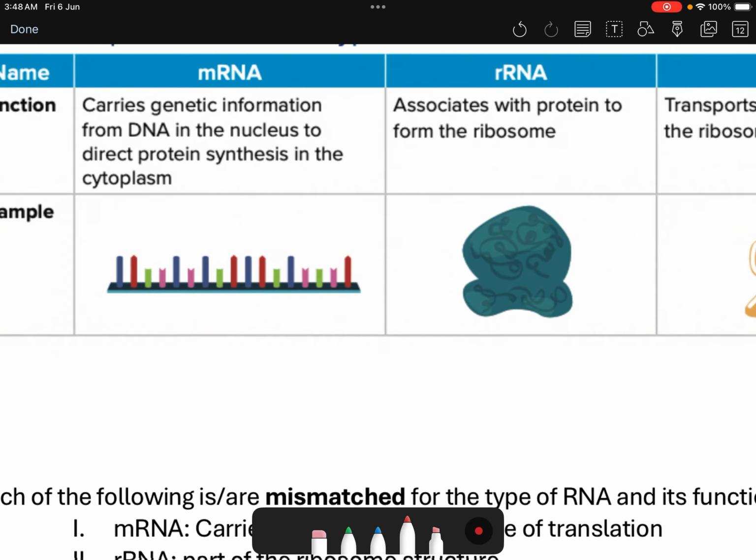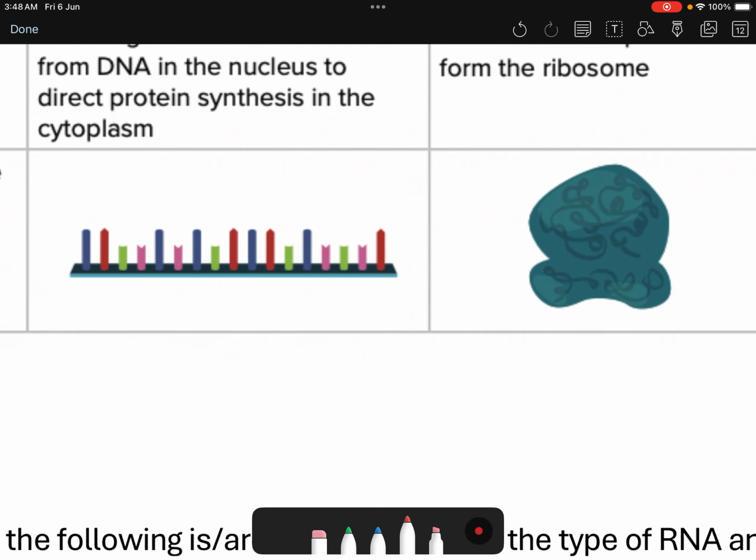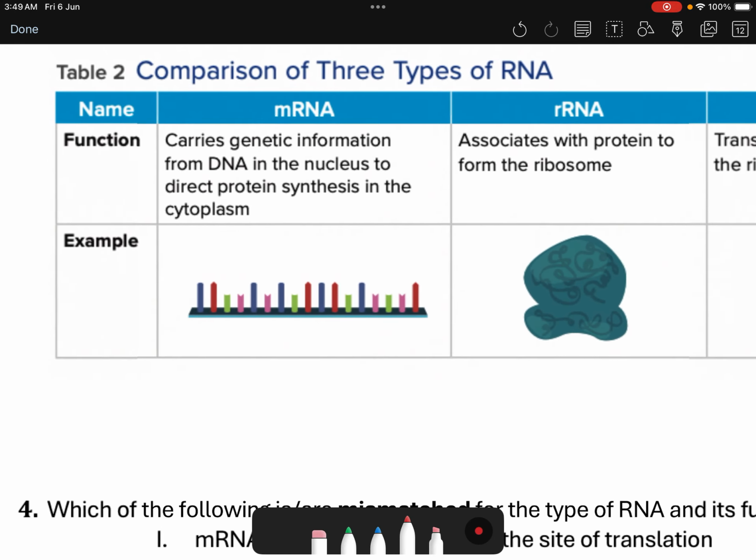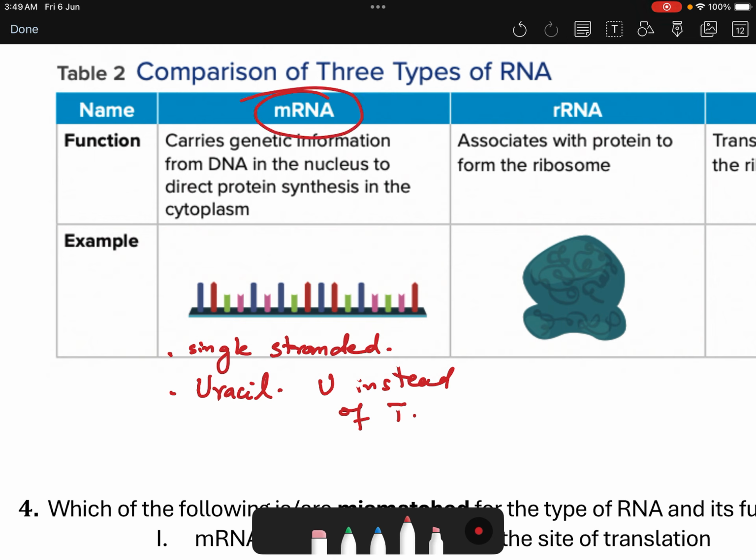So the first thing that talks about the structure: if you see a single stranded, linear molecule, and it has U, that is uracil, present instead of thymine, instead of T, this will be mRNA. So it's single stranded and that we will call mRNA, and it carries the genetic information from the DNA.